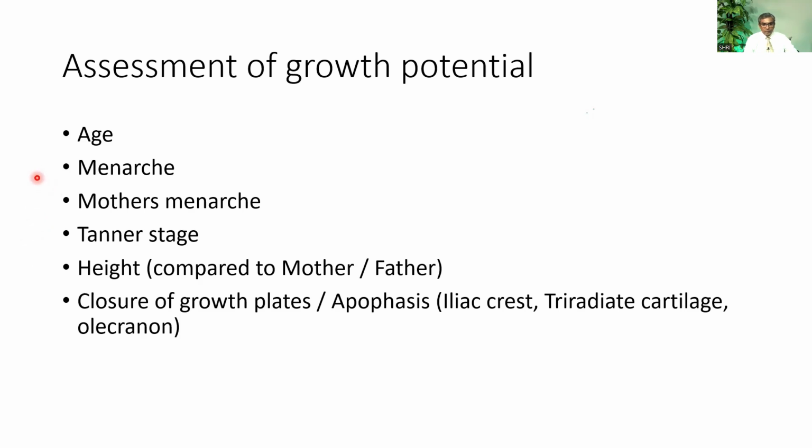If the child is pre-menarchal, the age at which the mother achieved menarche comes into play, because usually girls achieve their puberty and menarche around when their mothers had theirs. So that's something we also go by. Then, more objectively, we can have a look at the Tanner stage to assess whether they are in puberty.